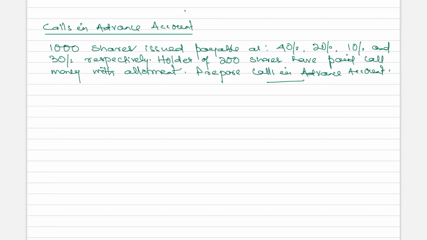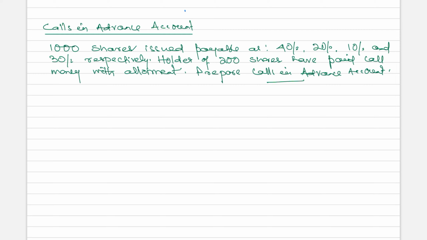So now let us see calls in advance account. The question says 1000 shares issued payable as 40 on application, 20 on allotment, 10 on first call and 30 on second and final call. Holder of 200 shares paid call money with allotment, means at the time of allotment they paid first call money and second call money as well. And you are asked to prepare the calls in advance account.